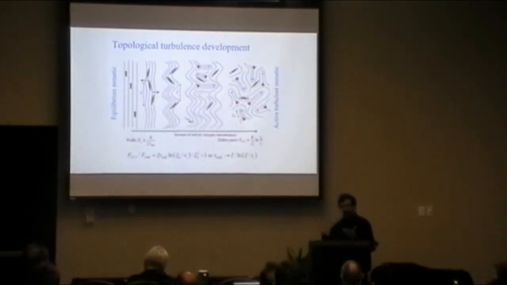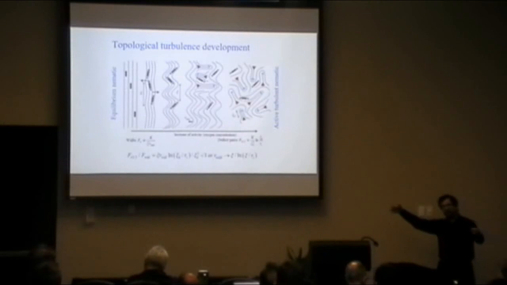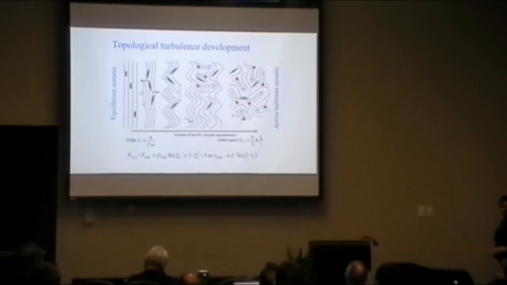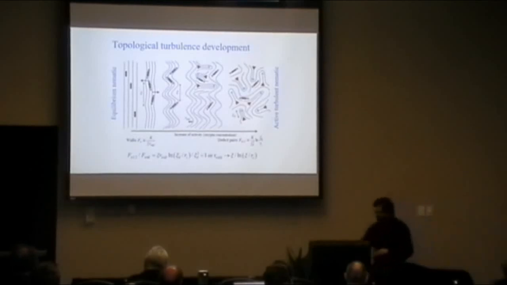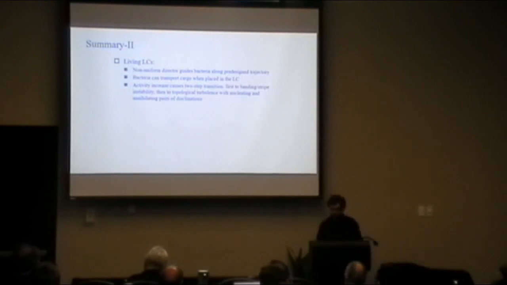So thus we conclude that when you increase the activity of the living crystal from 0 to some maximum value, you go through a cascade of instabilities. The first one is the banded instability with formation of periodic stripes, and then at higher levels of activity you have the formation of topological turbulence with disclinations nucleating and perturbing the director field. So our conclusion number 2 is that living crystals represent an interesting fundamental model for active matter, and who knows, maybe one day we will find practical applications in bacteria as the working force.